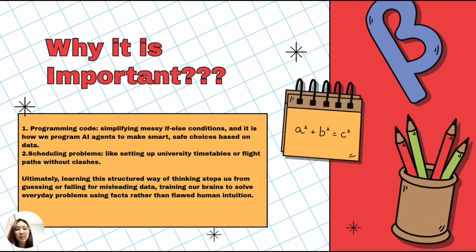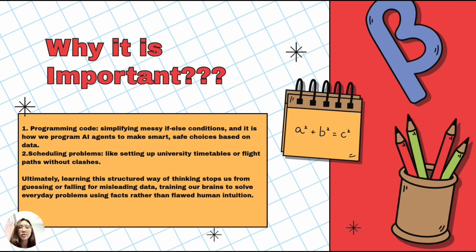Besides that, it is important because in real life, mastering the logic behind these puzzles is what allows us to write glitch-free programming code by simplifying messy if-else conditions. And it is how we program AI agents to make smart, safe choices based on data. It is also the exact math used by logistics software to solve massive scheduling problems like setting up university timetables or flight paths without clashes, by running thousands of constraints through a logical solver in seconds.